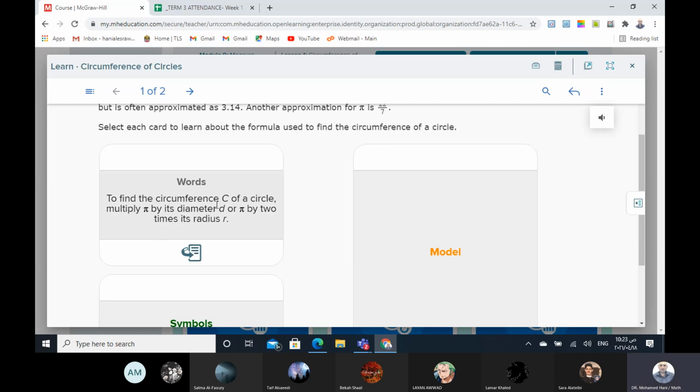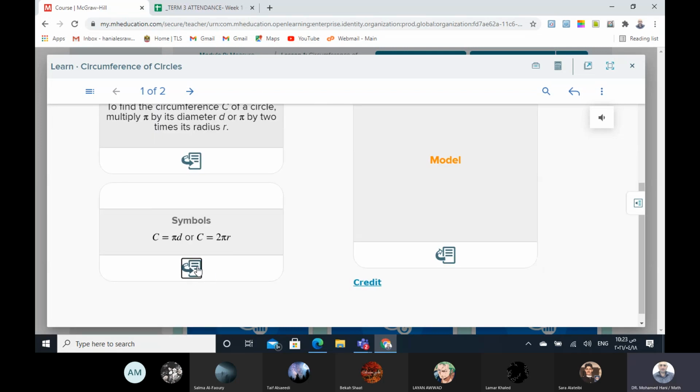To find the circumference C of a circle, multiply pi by its diameter D, or by 2 times its radius. Here we have two equations for the circumference. The first equation: C means circumference, equal pi times D, where D means diameter. Or we can write C equal 2 times pi times R, where R means the radius. Radius means half of the diameter.